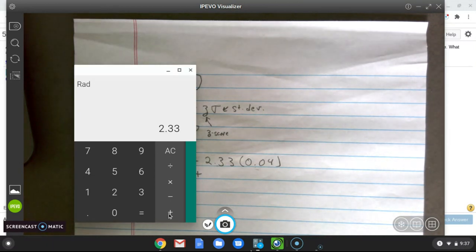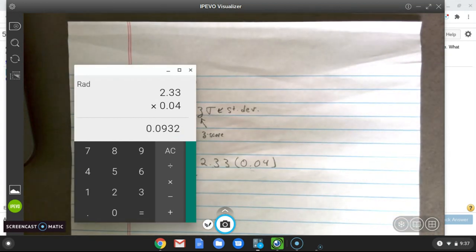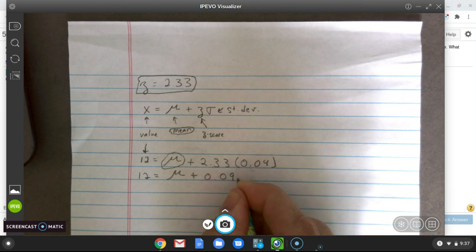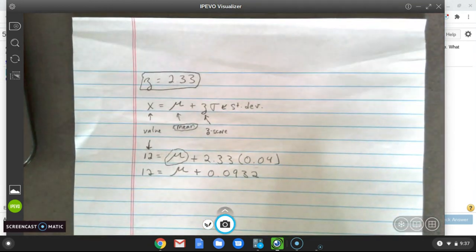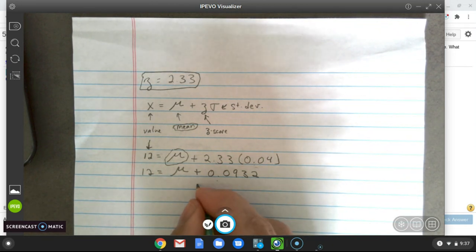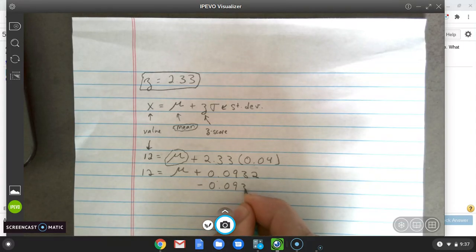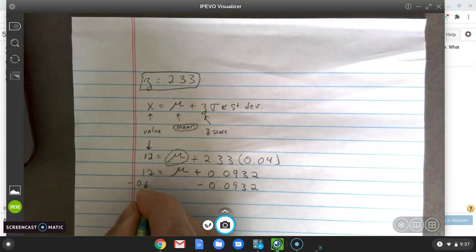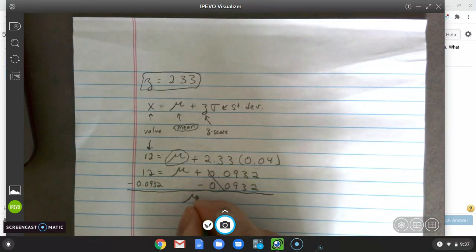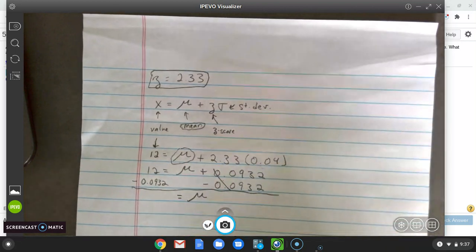2.33 times 0.04 gives us 0.0932. And now all we've got to do is a quick little algebra move to get mu by itself. Do the opposite of addition, which is subtraction. So we'll subtract that value from both sides. And that should give us the value of the mean that we want.